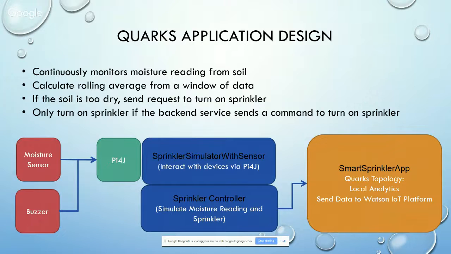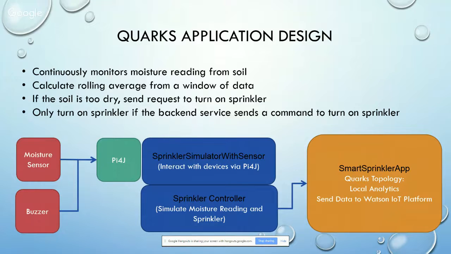From the Quarks application point of view, the goal of the application is to do local monitoring of the moisture reading from the soil continuously. When you're reading data from a device sensor, one of the problems is that sometimes the reading may not be very accurate. Sometimes you might get a spike, sometimes you might get a lower reading than normal. So to get a more accurate reading, we'll calculate a rolling average of the current moisture level using a window of data.